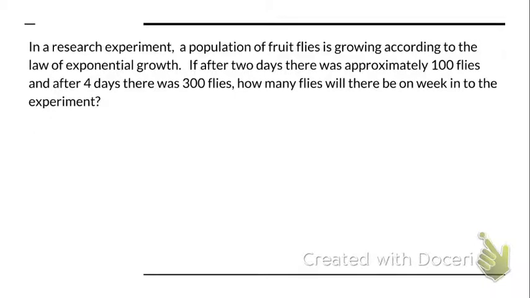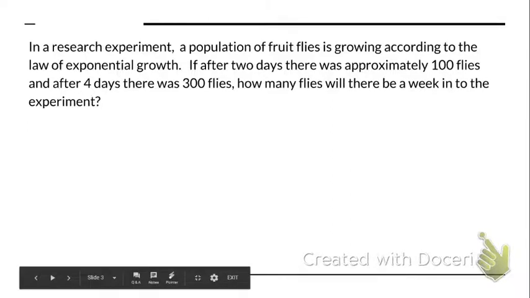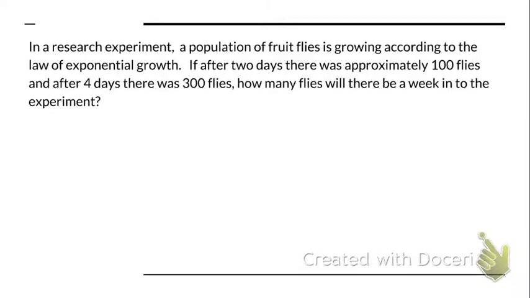So in a research experiment, a population of fruit flies is growing according to the law of exponential growth. If after 2 days there were approximately 100 flies, and after 4 days there were 300 flies, how many flies will there be a week into the experiment?